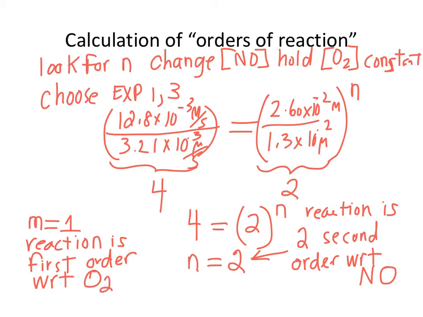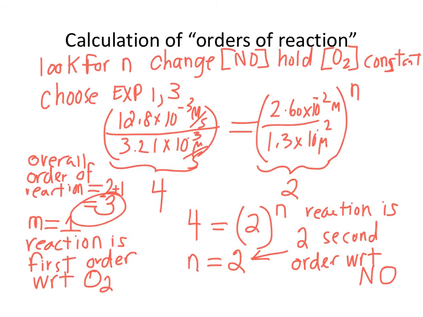And then if we were asked the overall order of the reaction, the overall order of the reaction would be the sum of the two. So overall order of reaction equals 2 plus 1 equals 3. So the overall order of the reaction is equal to 3.